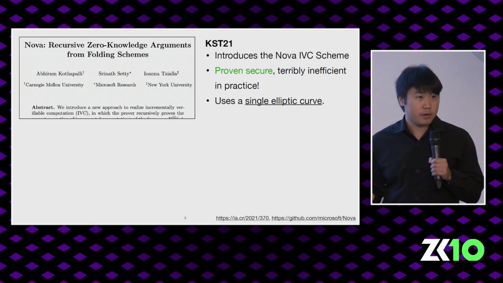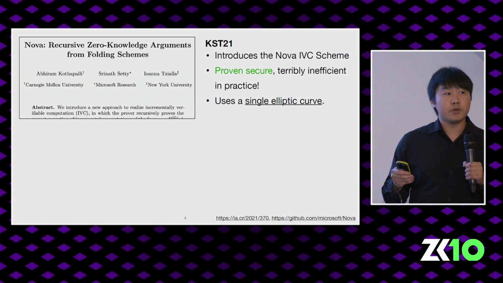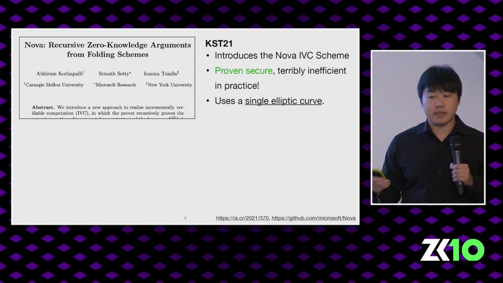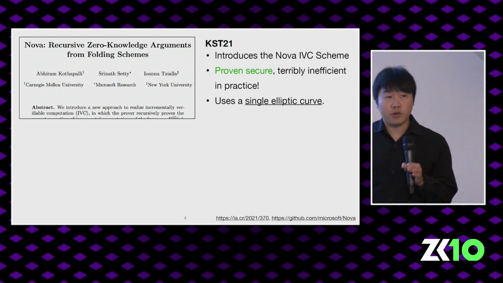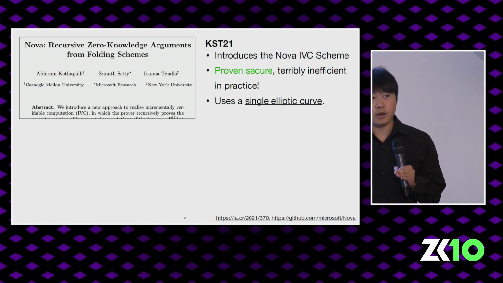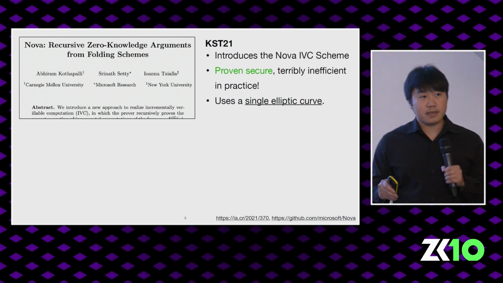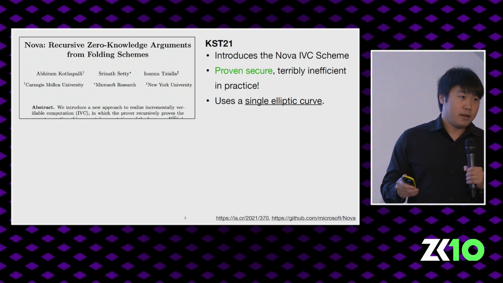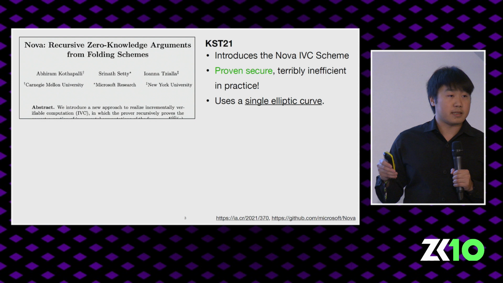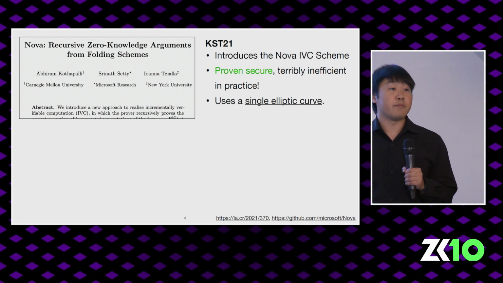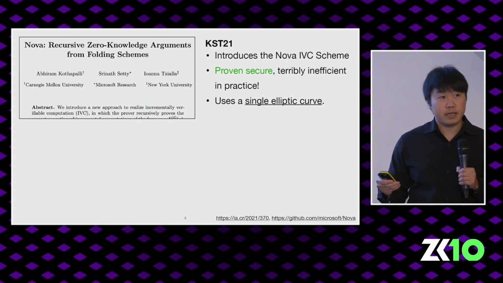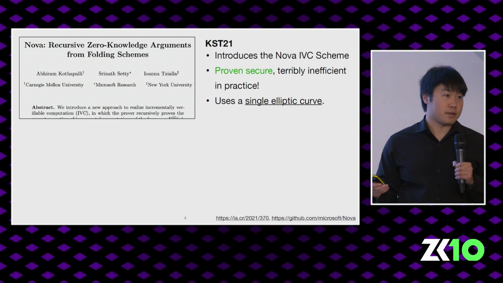So the Nova paper in 2021 introduced a novel construction of IVC schemes. While the construction in the paper was proven secure, if instantiated in practice, it was incredibly inefficient. And the reason why is because it used a single elliptic curve group, which meant that a lot of non-native arithmetic had to be represented within constraint systems.